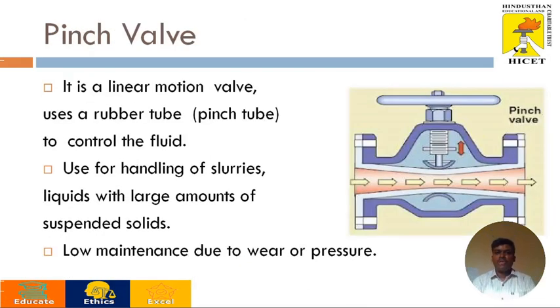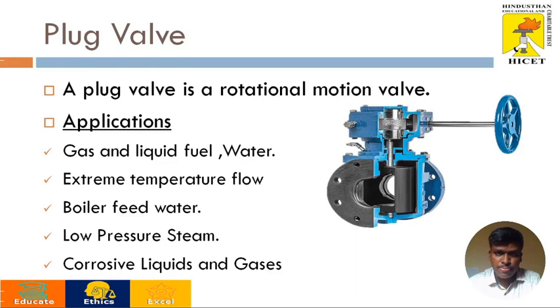And next one is pinch valve. This is also another category of linear motion valve where the pinch tube is used. So this is a pinch tube, where the flow passes through in this category, and it can be used for the handling of slurries as well as large amounts of suspended solids also.